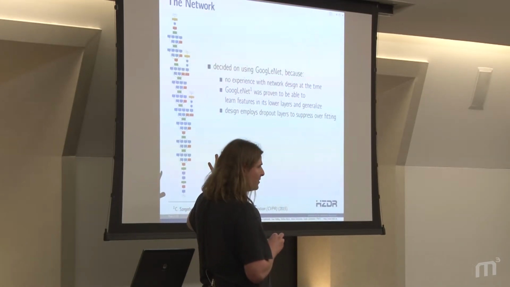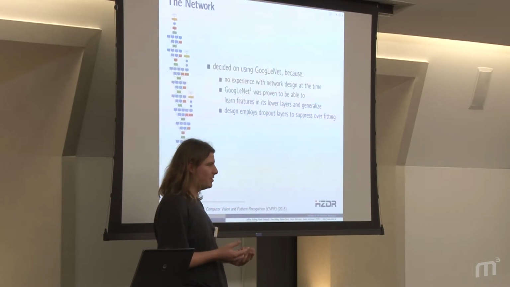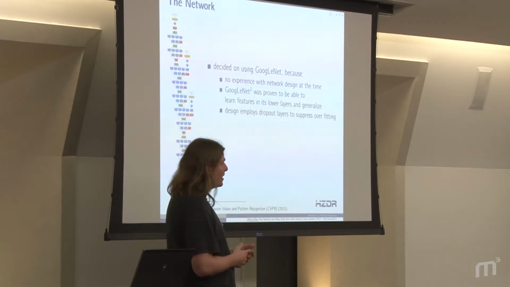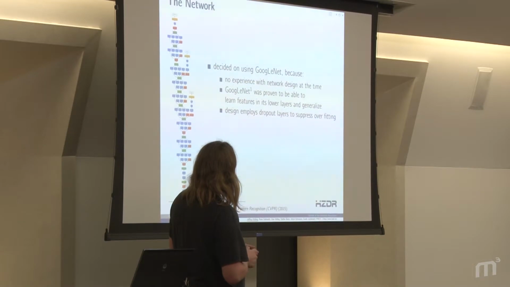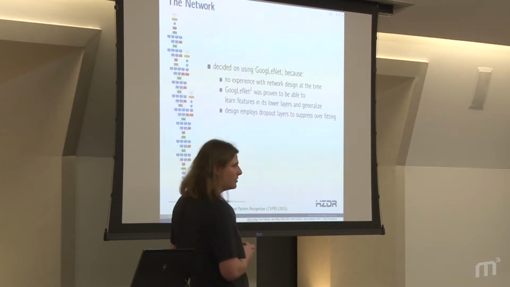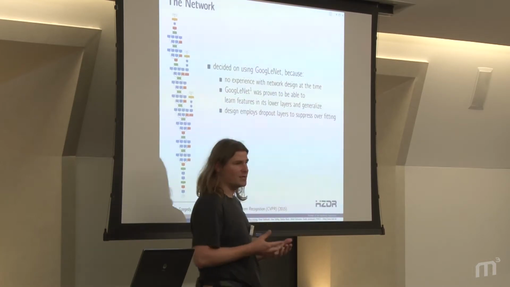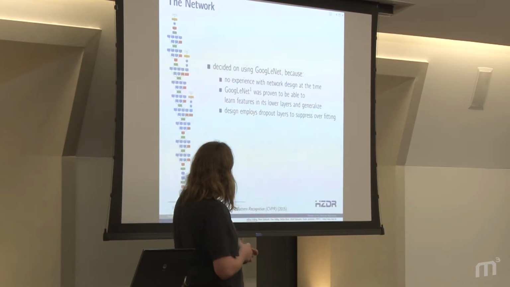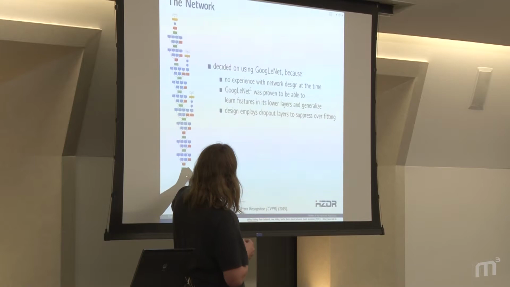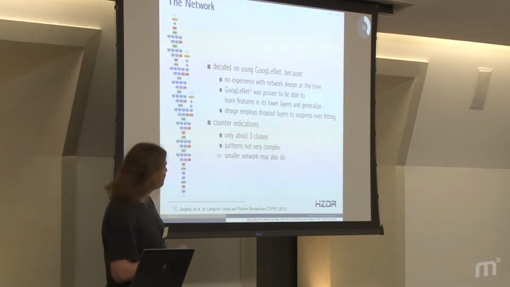At the time, we didn't have much experience in designing a network ourselves. There are lots of things, especially the overfitting problem and such, which you need to take care of. And Google designed GoogleNet for the ImageNet challenge, and it proved to work really well, and it's also not overtraining, even on rare samples. There are some measures in it, like dropout layers, which were used at the time. And yeah, that's just what we are using there.